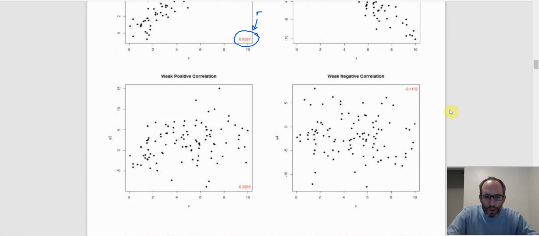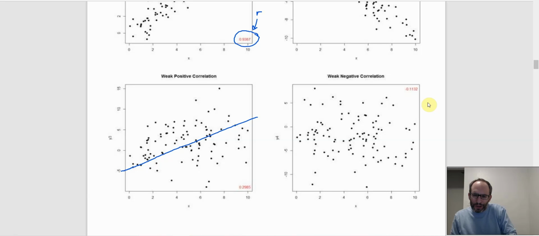Then, let's see, weak positive. So you can look at this and you go, yeah, if you were going to draw in a best fit line, it probably kind of goes like that, sort of. And there are some points that are pretty far away from it, right? It's not like the points are tightly wrapped around that line in a nice linear fashion, right? That's not much of a linear shape there, so the correlation ends up being kind of weak. It's 0.2985.